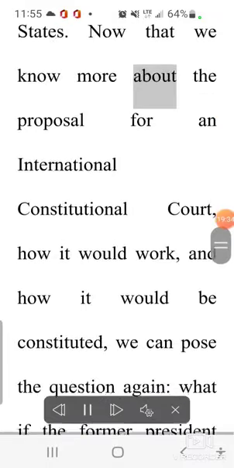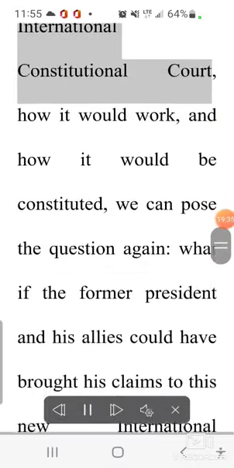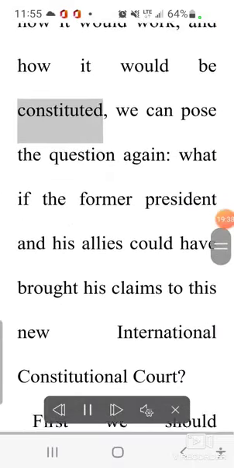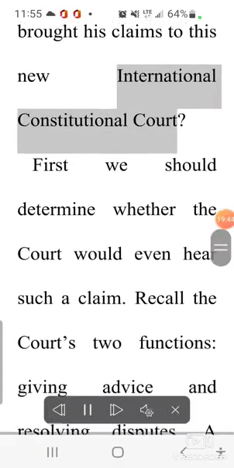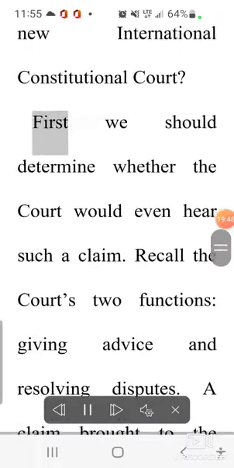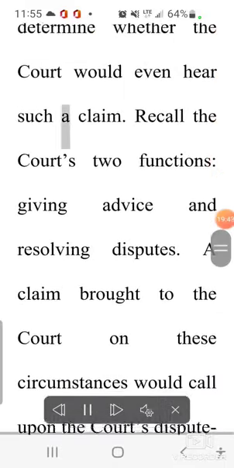Now that we know more about the proposal for an international constitutional court, how it would work, and how it would be constituted, we can pose the question again: what if the former president and his allies could have brought his claims to this new international constitutional court? First, we should determine whether the court would even hear such a claim.